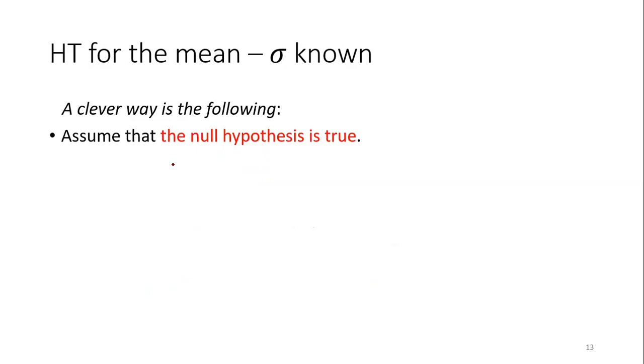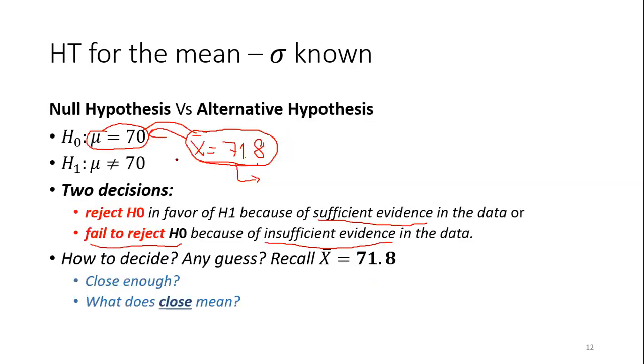Well, the clever way is to assume that the null hypothesis is true. What does it mean? If you are making the test, you will assume that Mehmet Hoca's conjecture is true. What does it mean? Well, people in Turkey really have a mean life of 70. You assume that this is true. What does it bring to us?